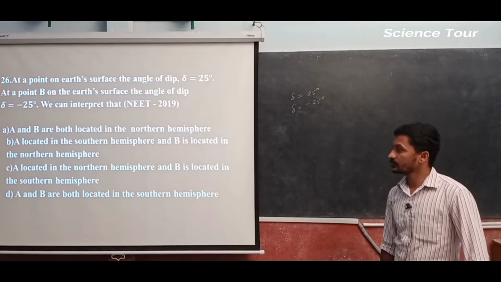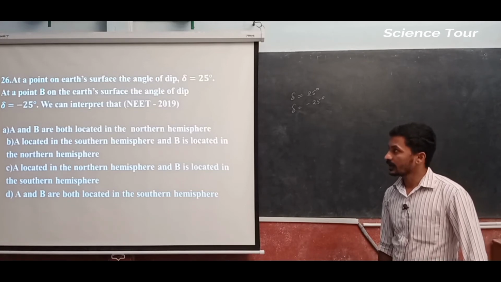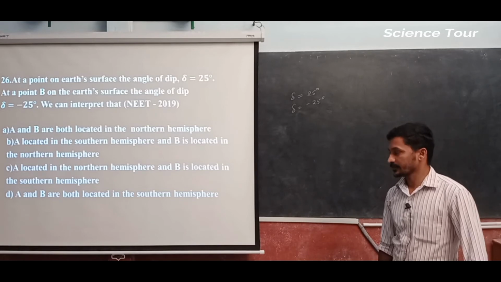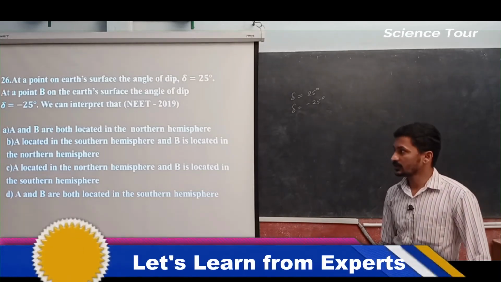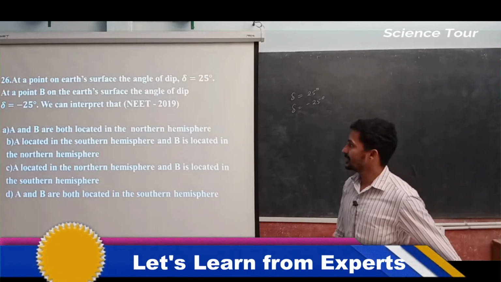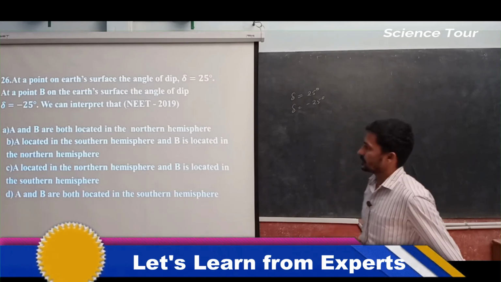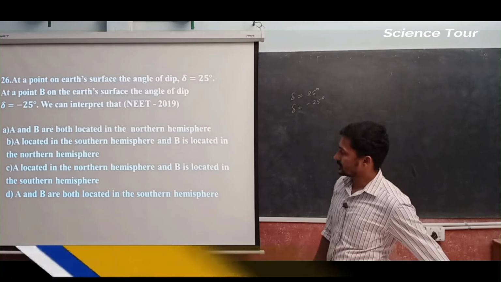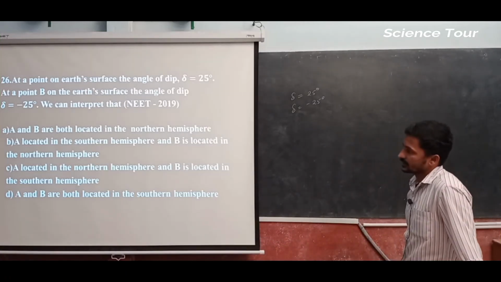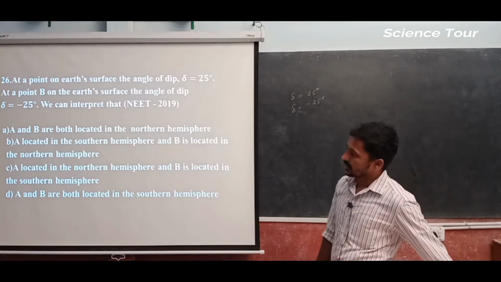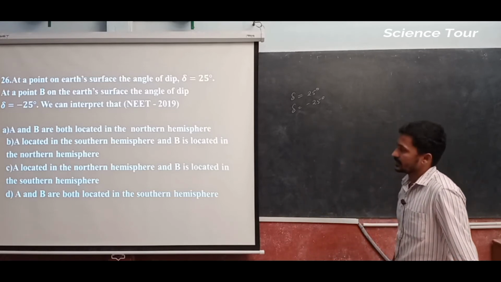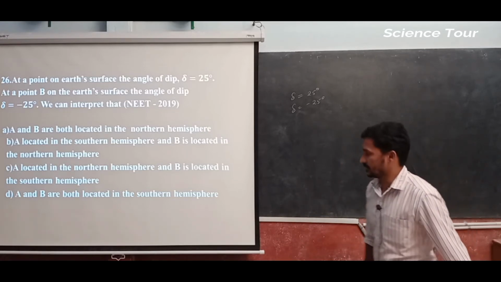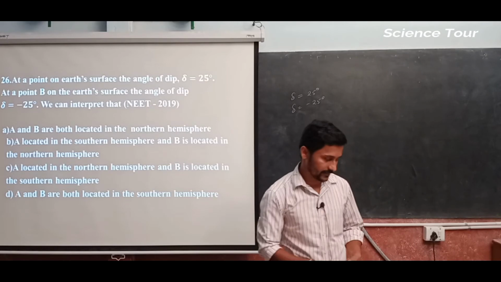A and B are both located in the northern hemisphere. A located in the southern hemisphere and B located in the northern hemisphere. A located in the northern hemisphere and B located in the southern hemisphere. A and B are both located in the southern hemisphere. Okay, what will be the answer?